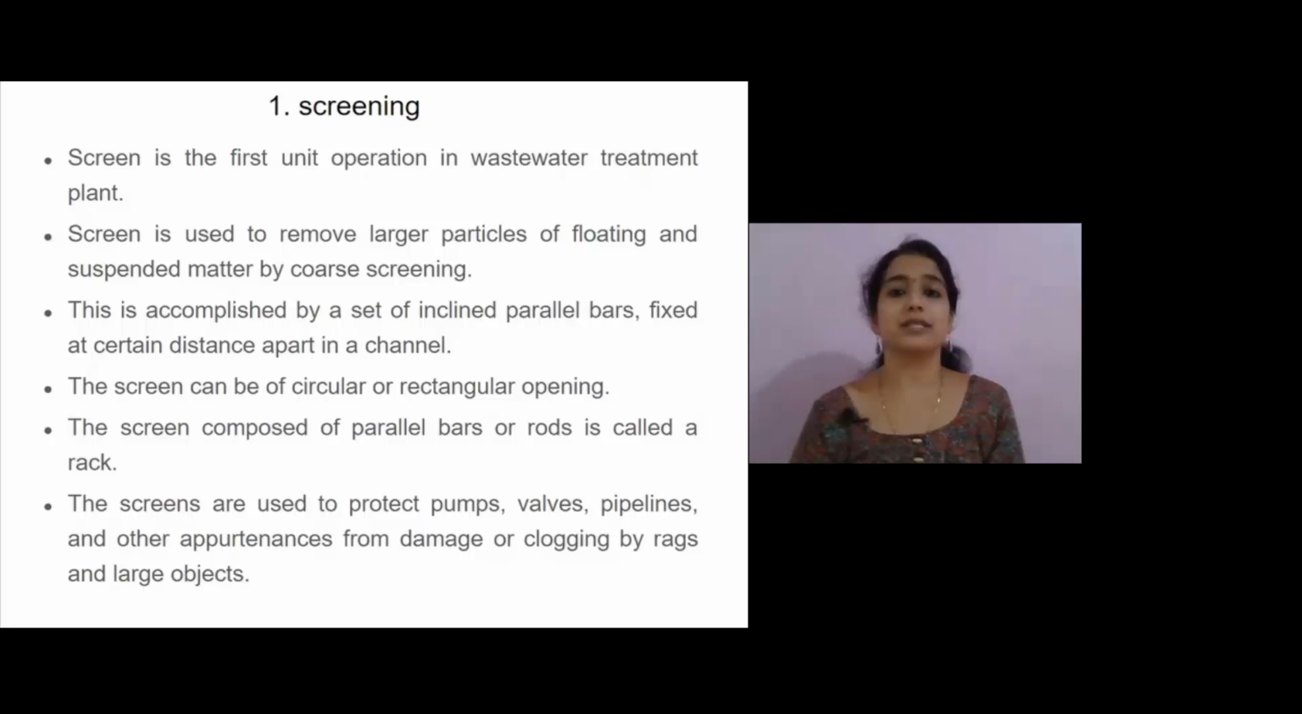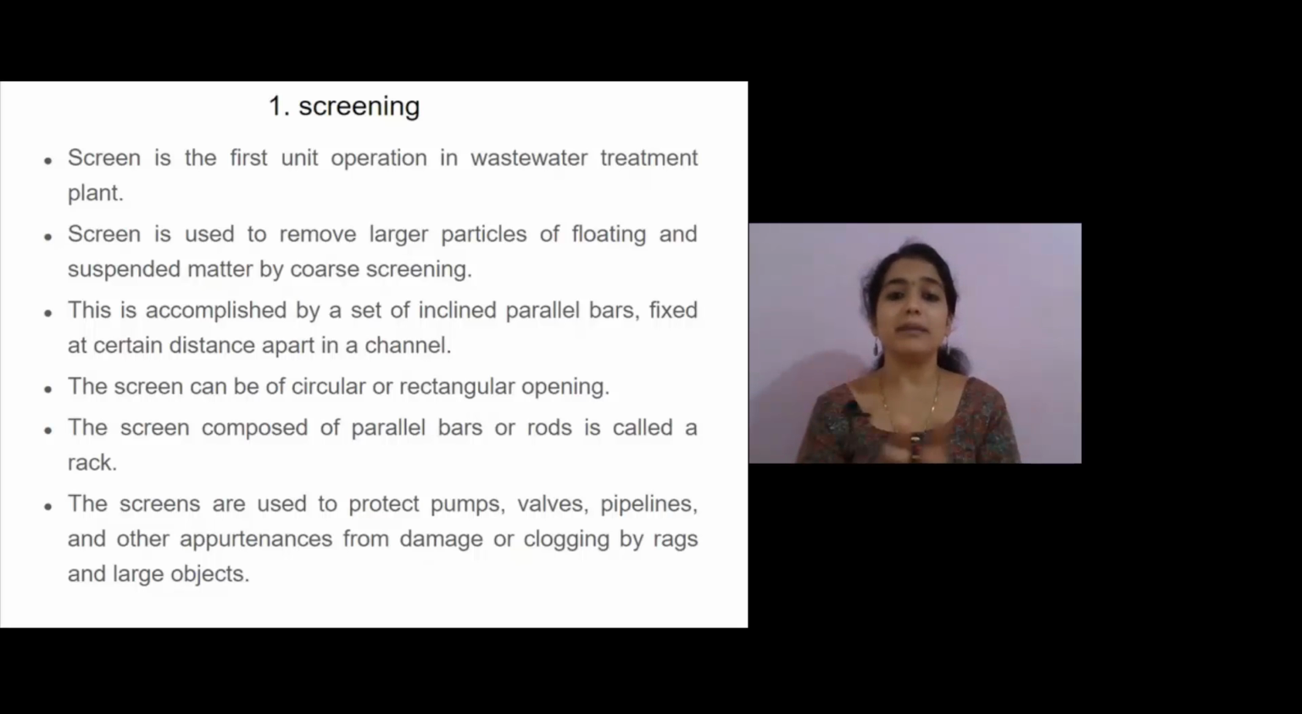Then the first process is screening. Screen is the first unit operation in a wastewater treatment plant. Screen is used to remove larger particles of floating and suspended matter by coarse screening. This is accomplished by a set of inclined parallel bars fixed at a certain distance apart in a channel. The picture will be shown in the next coming slide.